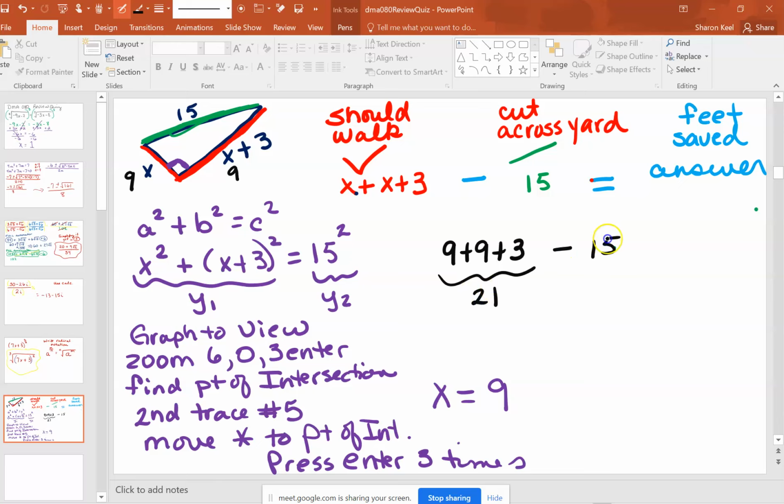Instead, they cut across the yard. That's 15 feet. So 21 minus 15 means they're only saving 6 feet by cutting across the yard. So I would utilize what you learned from dma080 to apply the Pythagorean theorem and finding the point of intersection for this one.